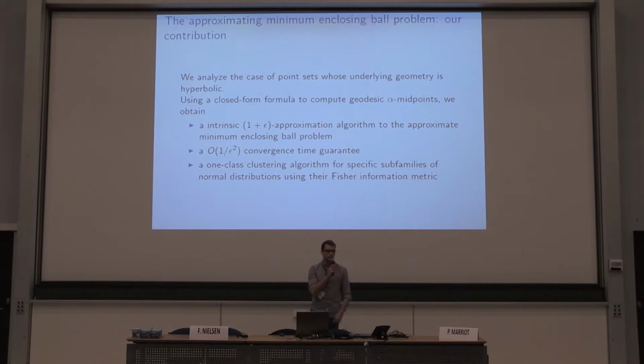So our contribution is the following. We expose a closed form formula to compute alpha midpoints, which is like a generalization of barycenters. With this, we can find an intrinsic epsilon approximation algorithm in order to solve the minimum enclosing ball problem. We also guarantee 1 over epsilon squared convergence time. And we can also devise a clustering algorithm using this MEB algorithm as a black box.